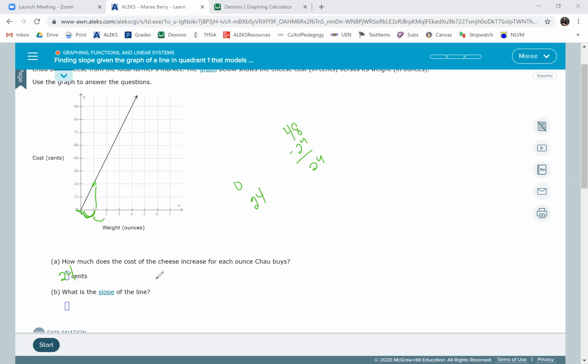What is the slope of the line? So slope is always rise over run. We know that this is positive, so we're going to have a positive slope. And we go up 24 and over 1. And 24 divided by 1 is 24. I believe that the slope is usually going to be the same answer as how much it costs. But let's just do some examples, and we'll figure out if that's always true.